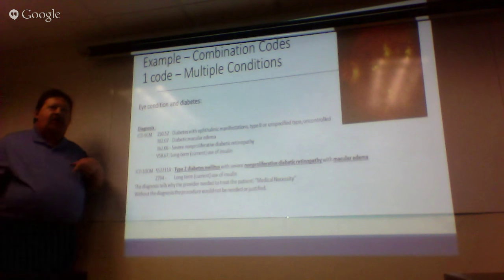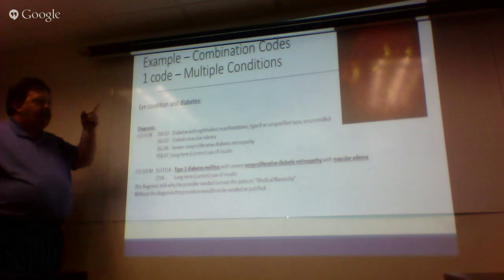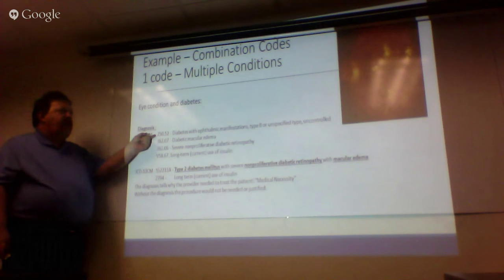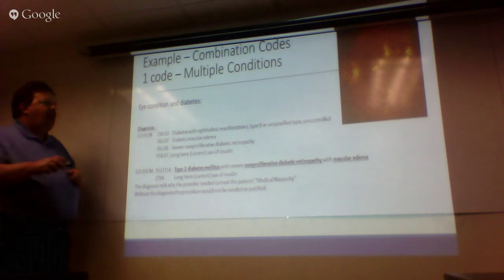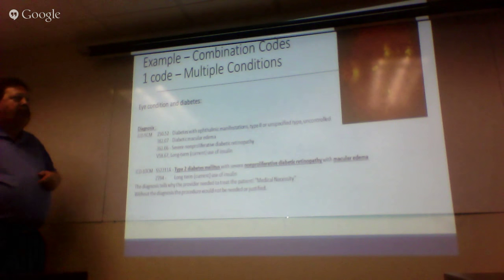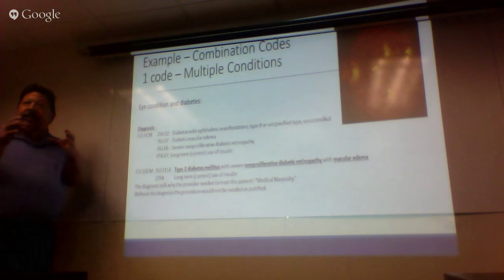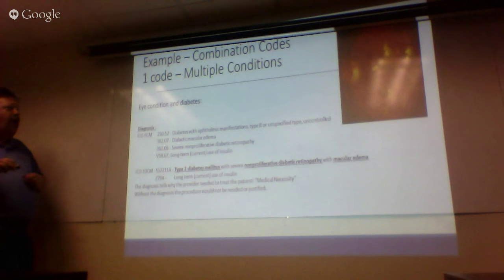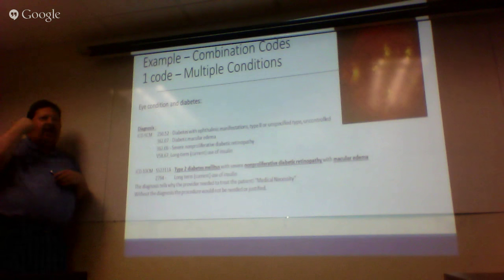So in the old days, ICD-9, coding for a patient that's got this condition, which is diabetes: this patient has ophthalmic manifestations and type 2 diabetes uncontrolled. That's just the diabetes. That's just the underlying disease. He also has diabetic macular edema, which is just a fancy word for swelling around the macula at the back of the eye where the vision focuses.